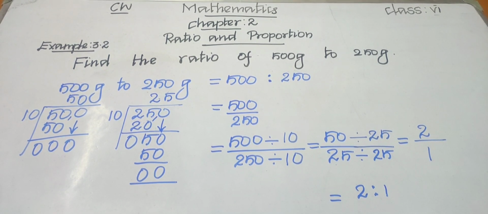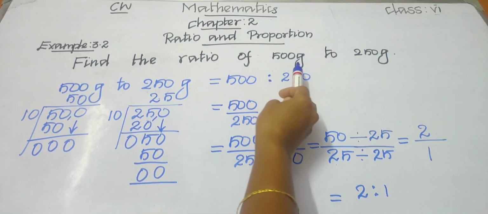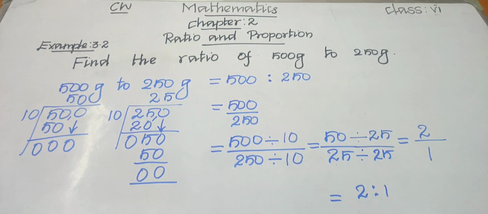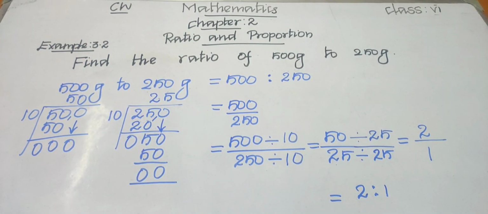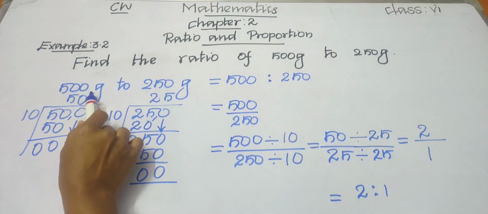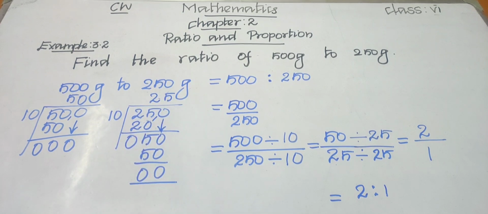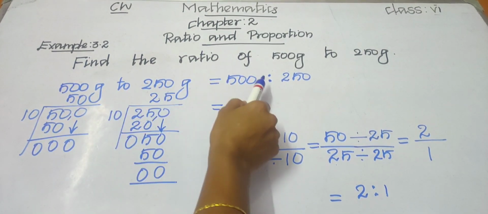Okay, children. So what did we do in this sum? What is given first? Find the ratio of 500 gram to 250 gram, right? So first of all, what do we need to do? We need to write the same terms, 500 gram to 250 gram. We first need to check whether these two quantities are of the same kind or not. The first term is in gram and the second term is also in gram, so we can write in ratio. Just remove the grams and write in the form of ratio: 500 is to 250.